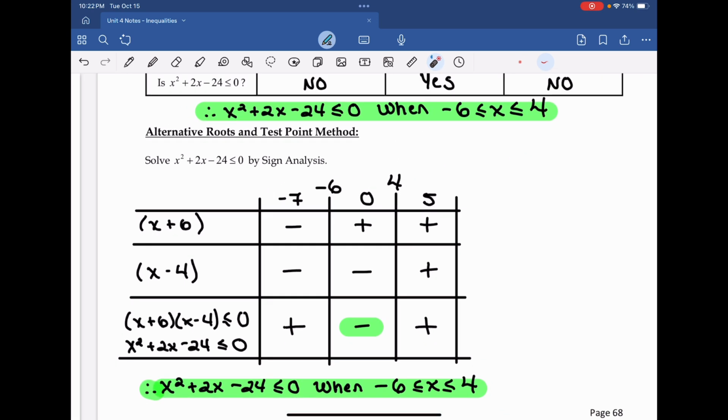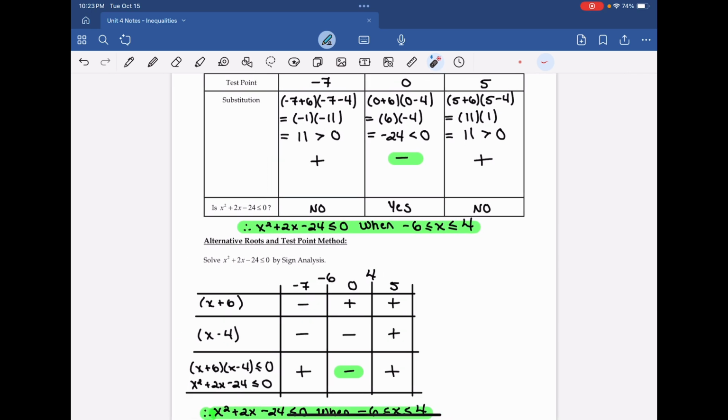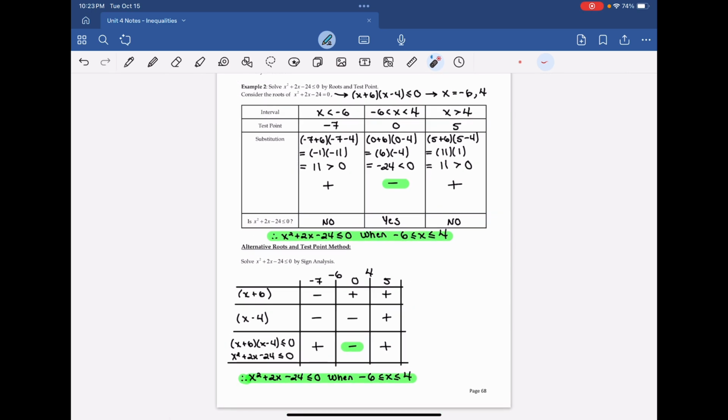Okay, now when we zoom out on this problem, what you're going to notice is that whether I use the root and test point method or sign analysis, it shows the exact same thing. We see an area which is negative that is defined by a specific interval.